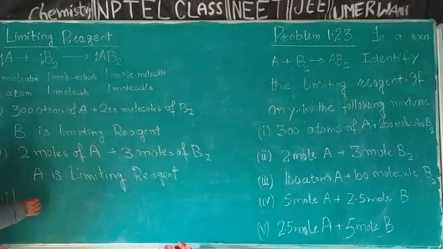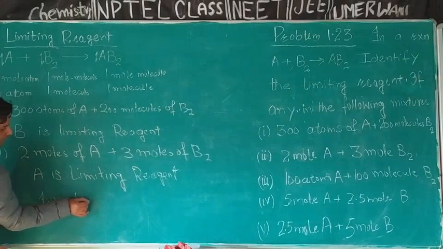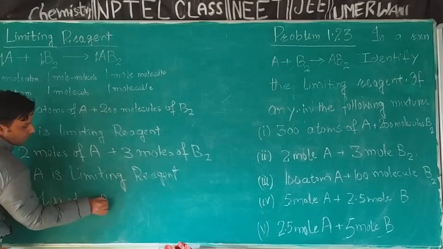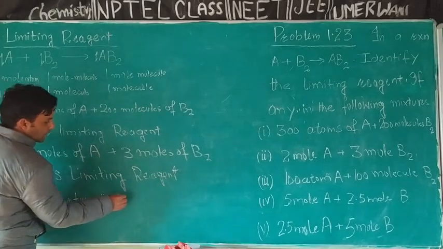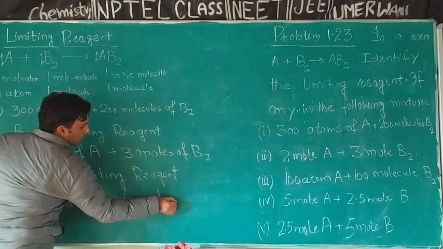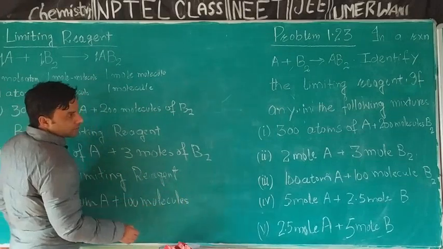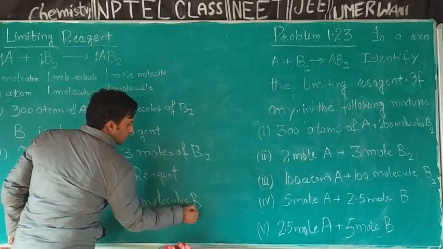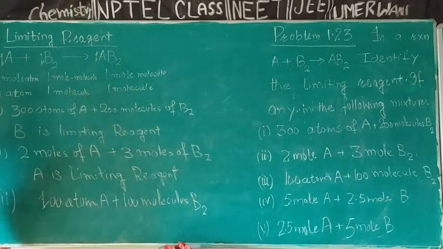Part third is 100 atoms of A plus 100 molecules of B2. This mixture is interesting because we start with an equal number of atoms and molecules of A and B2 respectively: 100 atoms of A and 100 molecules of B2.